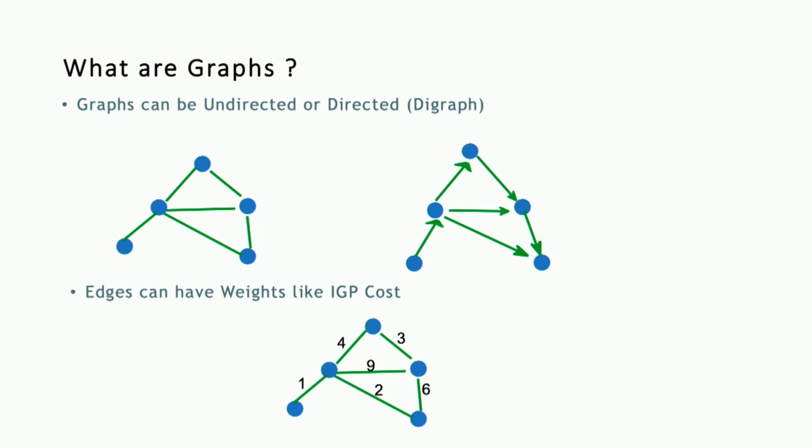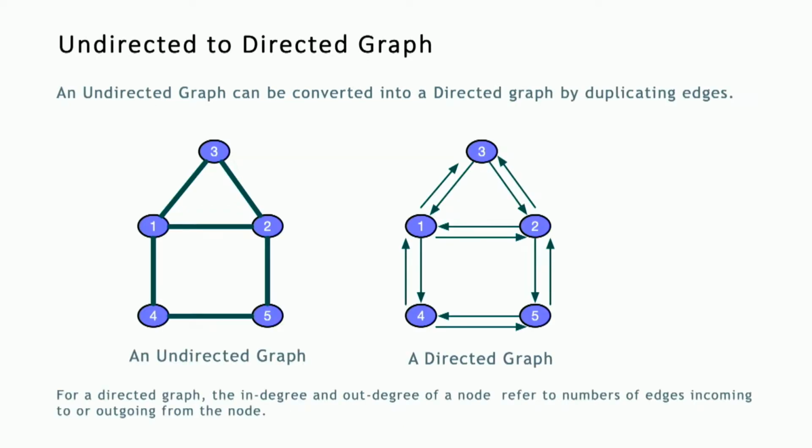Each of the edges can have weights associated with it. For instance, if I'm modeling a network, I can say the IGP cost is a weight associated with one of those edges, right? So this is a representation of what an IGP cost will look like in a random graph, right? So we covered types of graph.